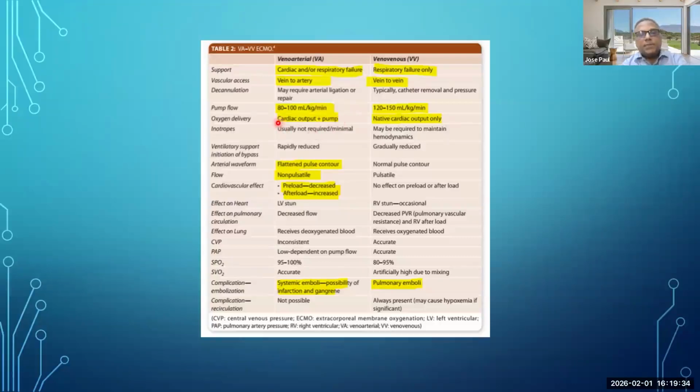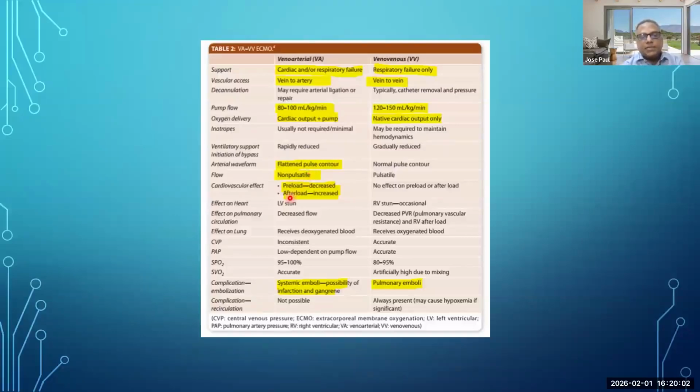So oxygen delivery is mainly by the cardiac output and the pump, and in veno-venous the oxygen delivery is by the native cardiac output only. And one important thing you have to remember in patients undergoing veno-arterial ECMO is that the arterial waveform will be flattened because it is delivered by a centrifugal pump. This will be a non-pulsatile flow. So when you feel the pulse, you won't really feel anything because the flow is non-pulsatile.